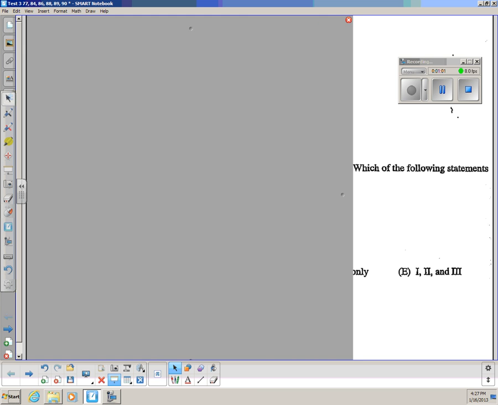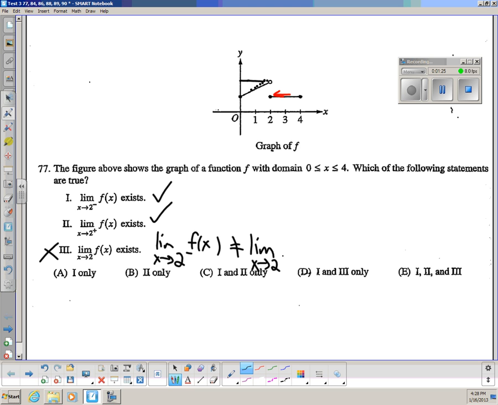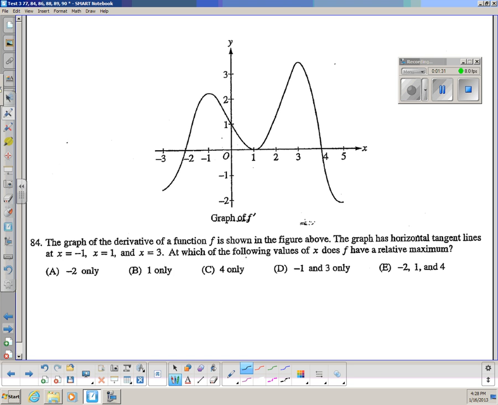But then if I try to squeeze both ways, if I looked at both the left and the right, there's a gap. So the left and the right-hand limits exist, but the function's not continuous, so the limit overall does not exist because the limit as x approaches 2 from the left of f of x does not equal the limit as x approaches 2 from the right of f of x. So I'm going to go with C, 1 and 2 only. Final answer.